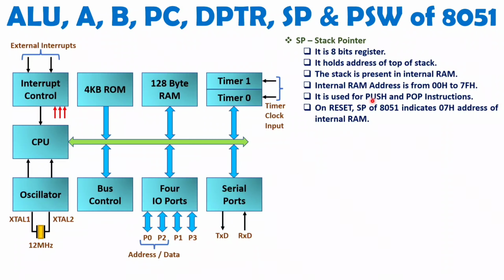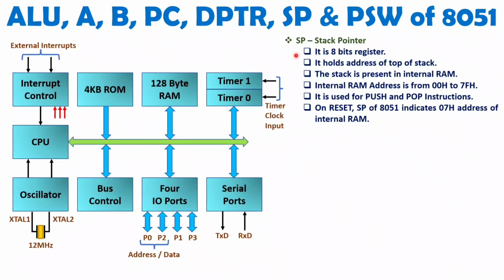We use that with PUSH and POP instructions, as well as in subroutines and interrupt subroutines. So this stack memory is used for subroutines as well as interrupt subroutines. When you reset this 8051, at that time the stack pointer will indicate 07 hex address of internal RAM, right? Why? The reason is this internal RAM is also holding register data, right? So on reset, it will have the initial address of 07 with SP.